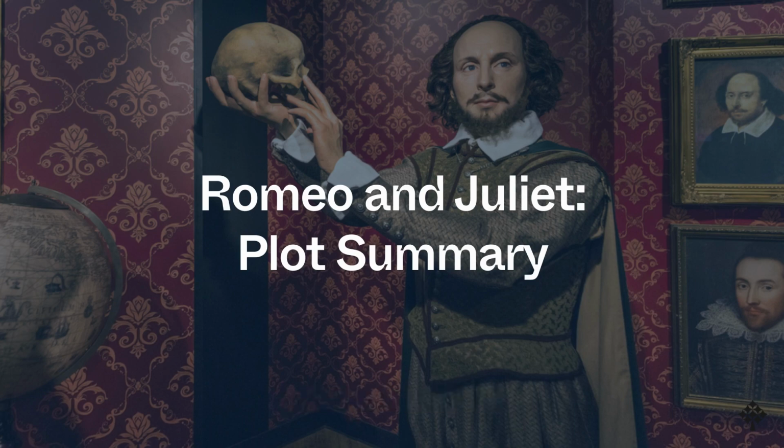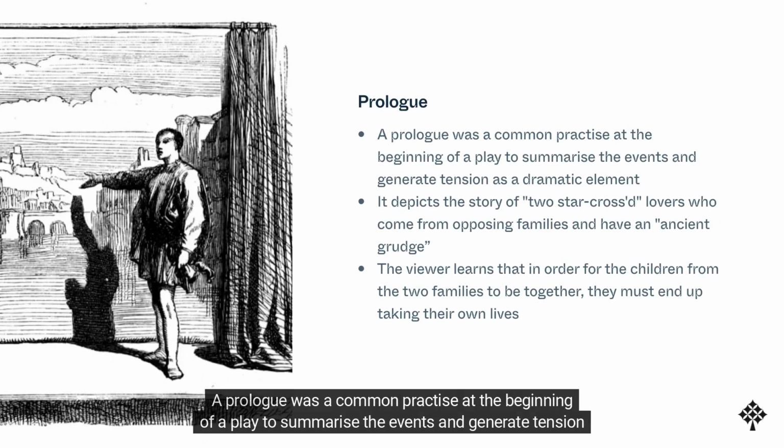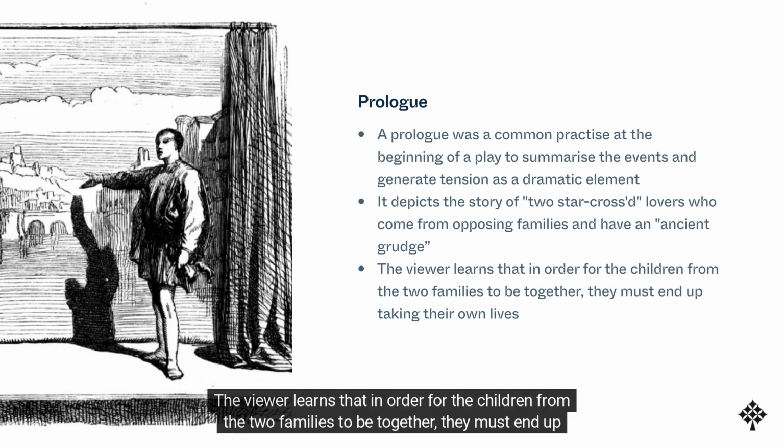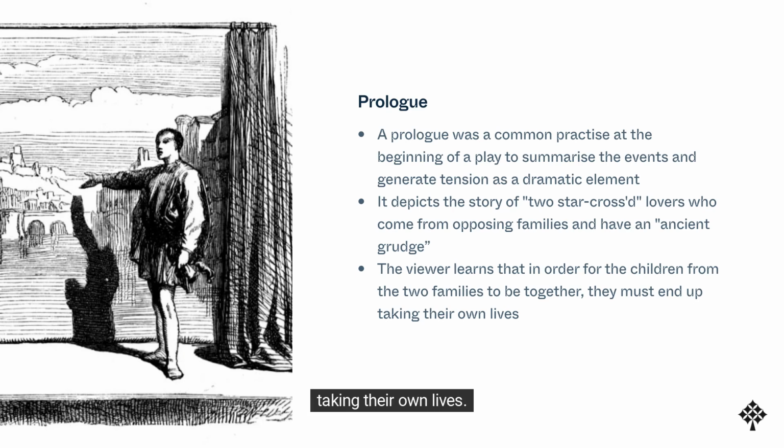of all time. A prologue was a common practice at the beginning of a play to summarize the events and generate tension as a dramatic element. It depicts the story of two star-crossed lovers who come from opposing families and have an ancient grudge. The viewer learns that in order for the children from the two families to be together, they must end up taking their own lives.